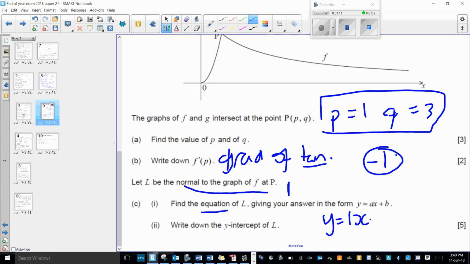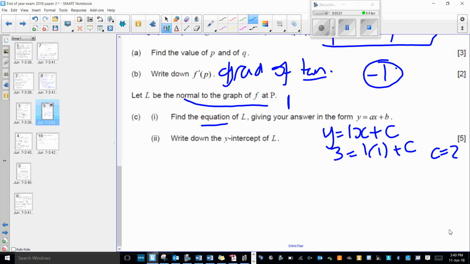We know it goes through the point (3, 1). And so c is 2. And so the equation is y equals x plus 2. Write down the y-intercept of L. Well, hopefully you're fine with that being 2, or the point (0, 2).